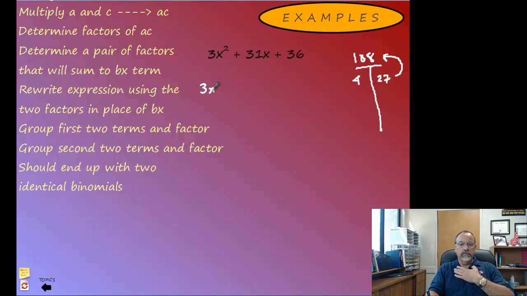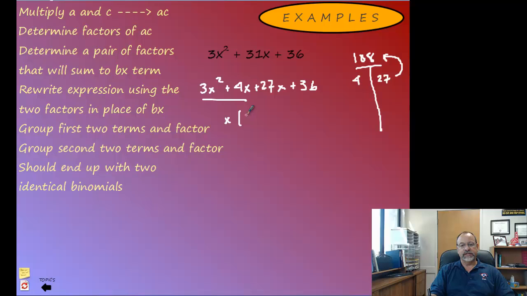3x squared, plus 4x plus 27x plus 36. Then I want to group these together and factor. The only thing that's going to come out here is an x. That's going to give me 3x plus 4. And then over here, I got a plus sign. And what's common here is a 9. So I take 9 out, and that's going to be 3x plus 4.